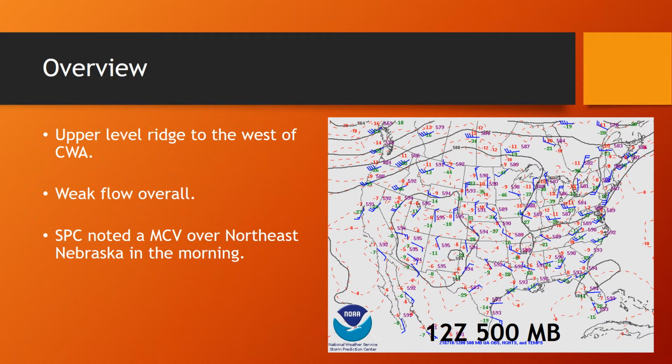So start out with an overview for this event. As you can see from the 500 millibar pattern there on the right, we had an upper level ridge pretty much dominating the weather pattern for us on this day. So there is really weak flow aloft overall. SPC did note an MCV over northeast Nebraska during the morning.